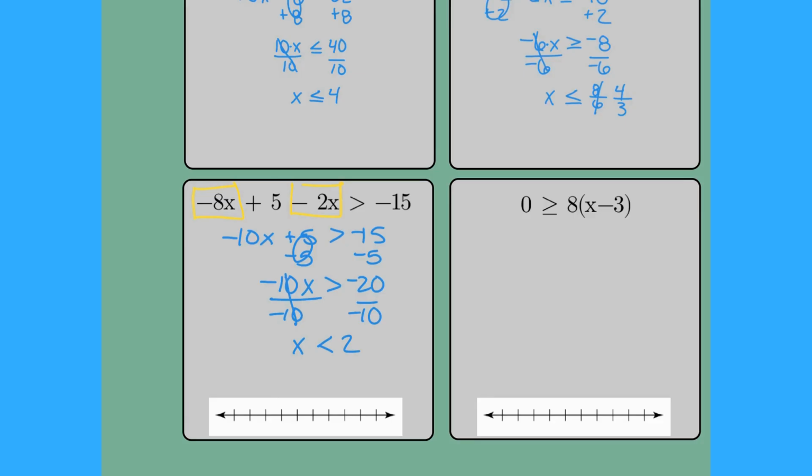And then just for practice, I could put that 2 in the middle here. It would have an open circle, and it would be shaded to the left. Values that are less than 2.